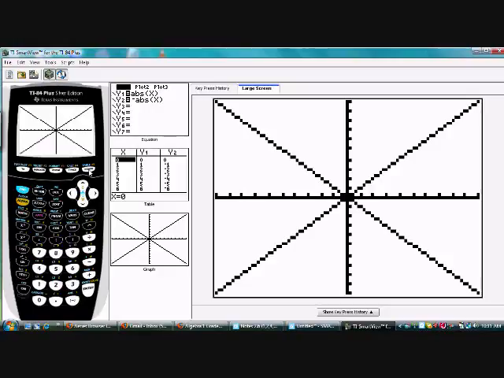I did negative absolute value x. You can always see my commands up here if you look at the little boxes. Okay? Two more translations to go, and then we'll put it all together.